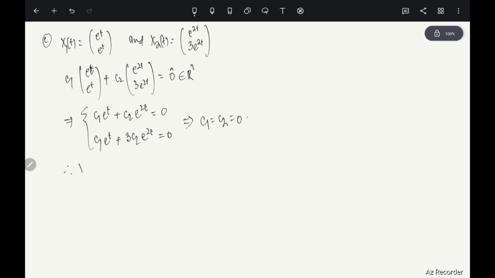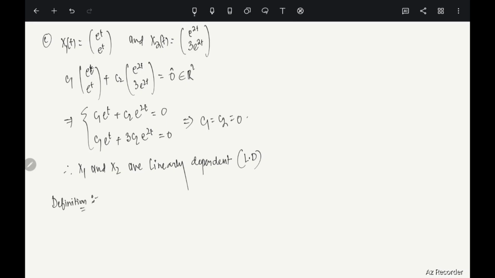So therefore x1 and x2 are linearly independent, right? So please make sure that what I'm trying to say is you understand that this relation must hold for all t in wherever the interval is, right? So that has to be true. Okay, so from now on I will always write it as LD or LI, meaning linearly dependent or linearly independent, right? Okay, now we define something.